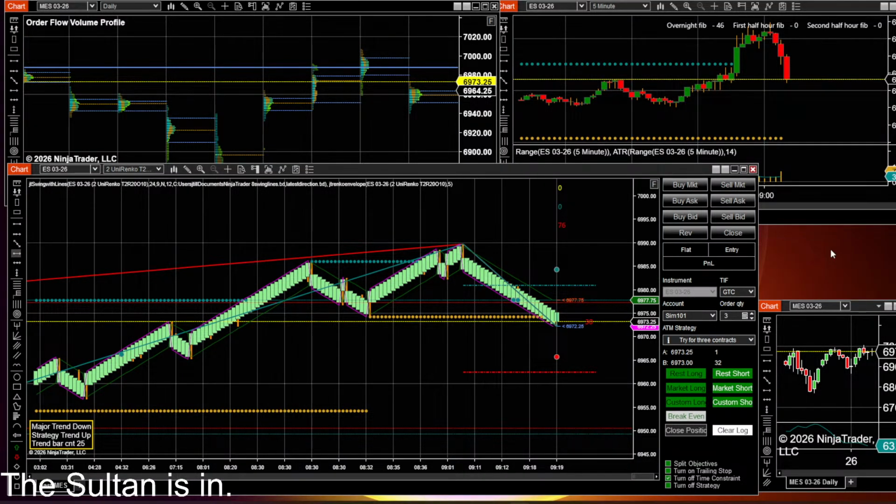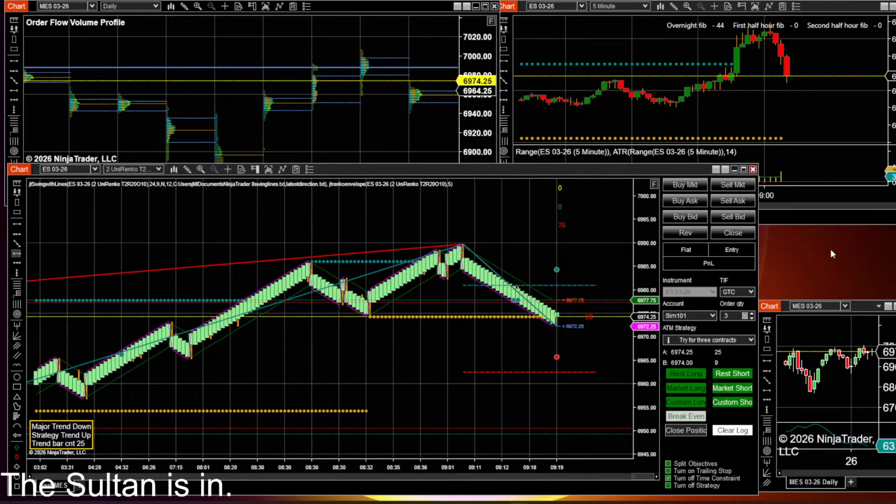For me, I'm sticking to my guns on the trend and the strat trend, which is my trading trend, and I'm only looking for long setups for the current until such time as we go below the overnight low, which is at 54.25.